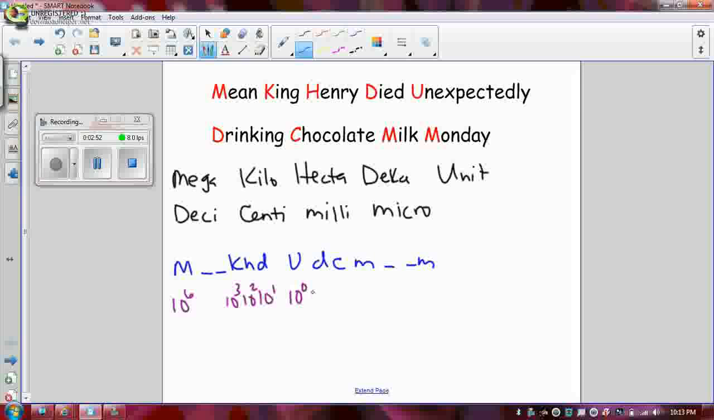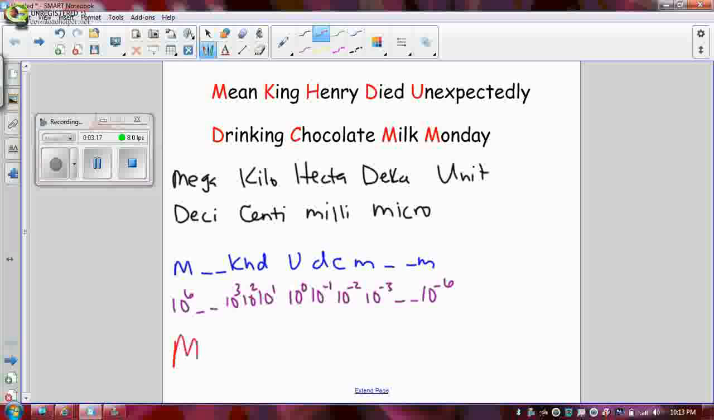Same thing as we go down. So deci is 10 to the negative 1st, centi is 10 to the negative 2nd, milli is 10 to the negative 3rd, but then micro is 10 to the negative 6th. So we have to leave those spaces in between to remind us that there actually is a factor of 10 in between there. Now, the symbols for these prefixes are as thus, and I will write them down here.